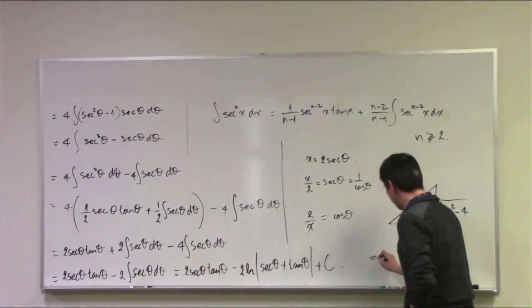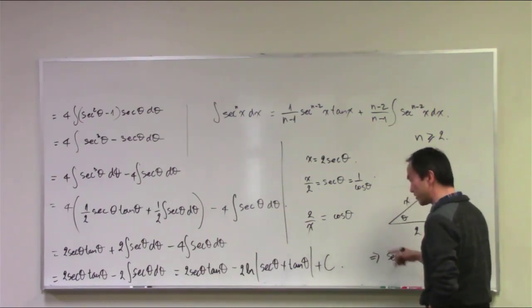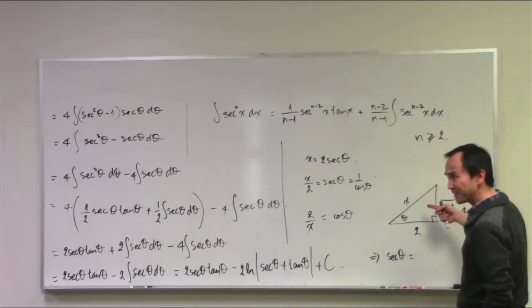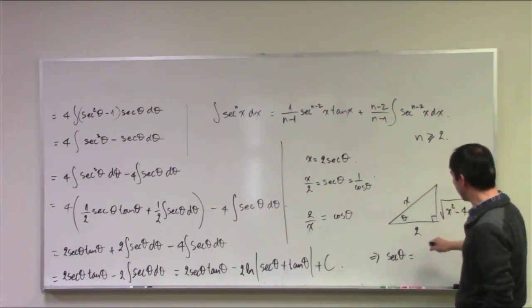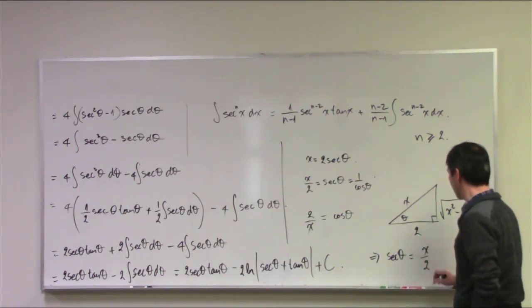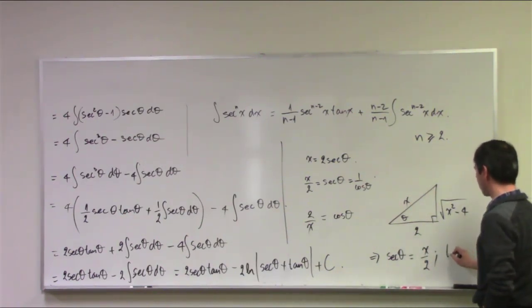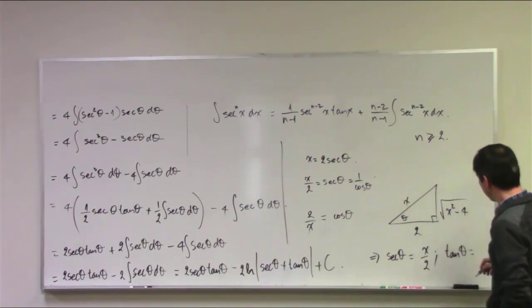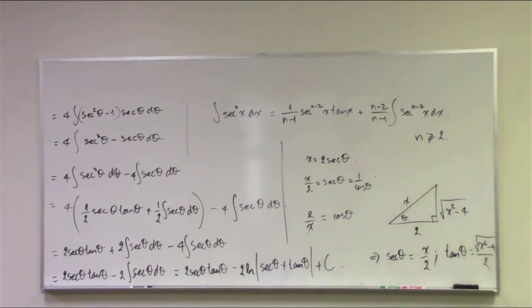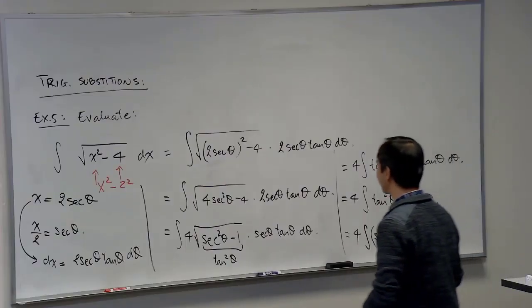So right from the picture right here, anywhere you see secant theta, it has to be what? Secant was what? 1 over cosine, right? The cosine was 2 over x, so it's x over 2. We already have that, right? But tangent, right from the picture right here, has to be opposite over adjacent. Right? Square root of x squared minus 4 over 2. Right? So now I'm ready to bring it back into the picture on this board right here.